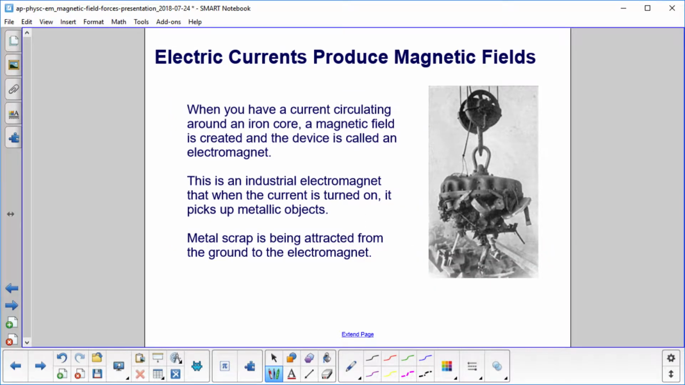When you have a current circulating around an iron core, a magnetic field is created, and the device is called an electromagnet. This is an industrial electromagnet, and when the current is turned on, it picks up metallic objects. Metal scrap here is being attracted from the ground to the electromagnet. What would happen when you turn the current off? Well, the magnetic field would go away and all the scrap would fall down. So what you would do is pick it up in one place, move to somewhere else, and then you can dump it by turning off the current.